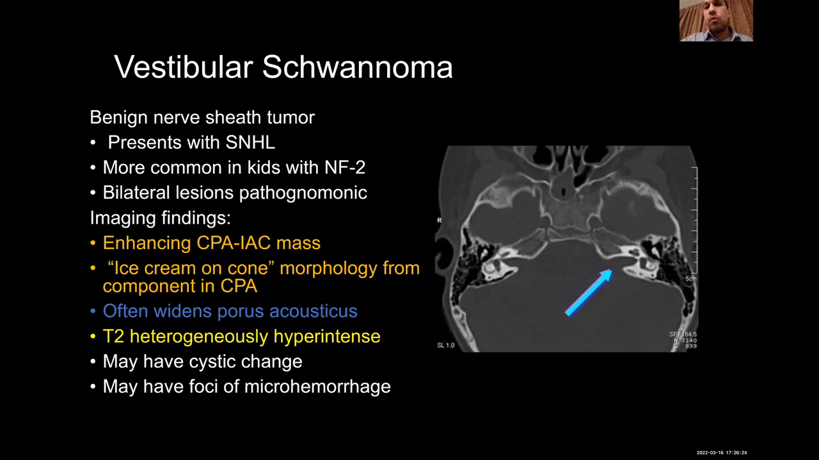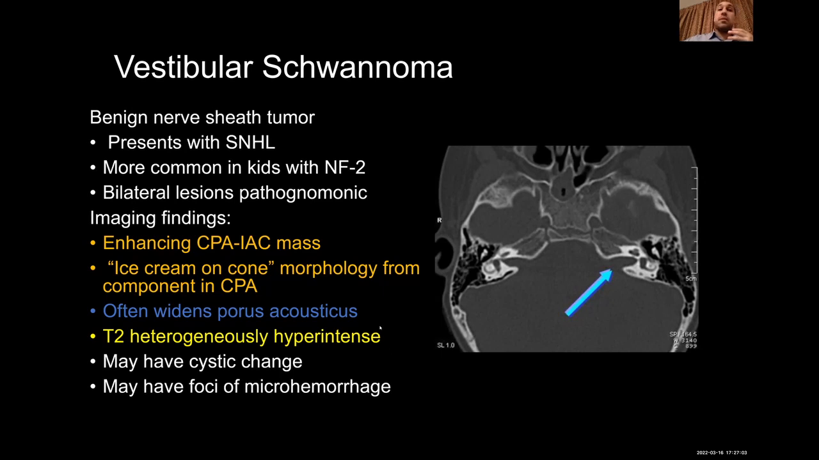You have to compare between both of these structures, and it will be widened on the affected side, but sometimes it is on both sides. If you feel that there is relative asymmetry, you have to mention it, even if you cannot see any sizable mass, and recommend an MRI with contrast, especially if the patient has a history of hearing loss.